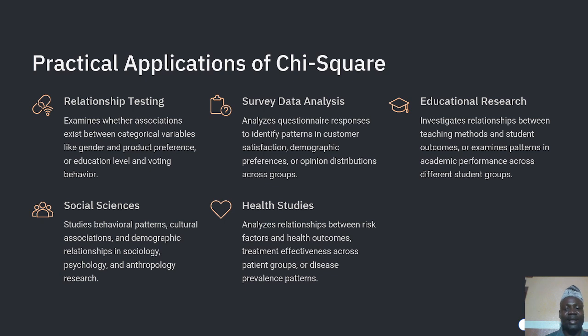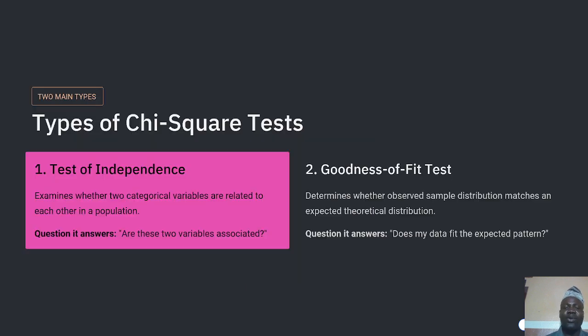In the social sciences, it's also used in health studies, because it can be used to determine the relationship between risk factors and health outcomes, treatment across patient groups, or disease prevalence patterns. This is very important, but don't forget that if we are doing chi-square, the nature of your data must be categorical.